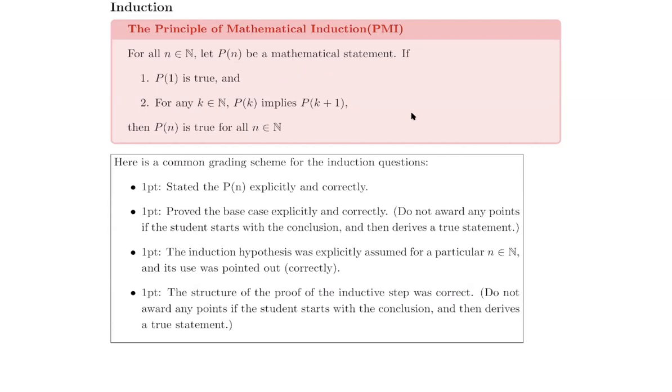Okay, cool. So here is a common grading scheme for the induction question. Really important. Please, everyone, have a look at this grading scheme. It's most likely we will use this one, okay? If the question is worth 4 marks. Anyway, I will go through it quickly because we're running out of time. Your first step, you need to state your predicate explicitly and correctly. So you need to tell me what your P of n is. Okay? That's your first step.